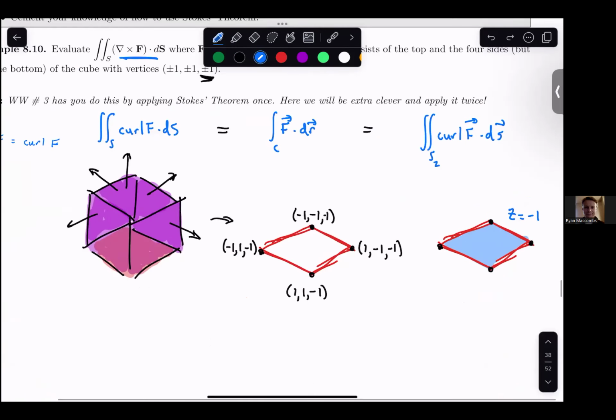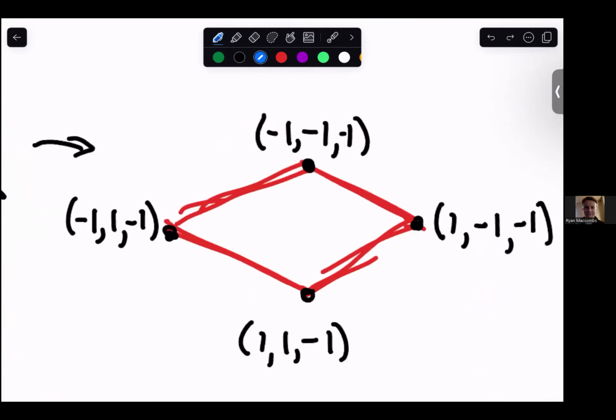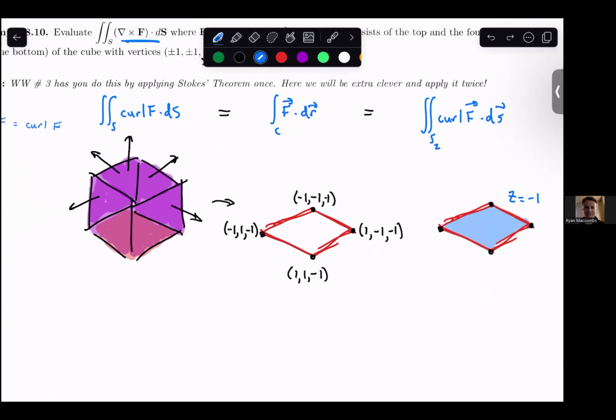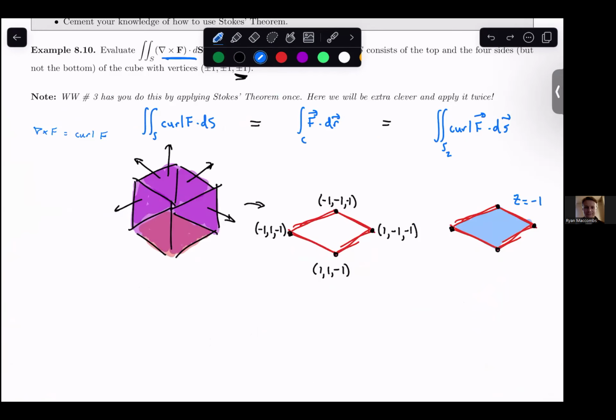So this is my idea for Stokes' theorem and applying Stokes' theorem twice. So now notice that instead of having to evaluate 5 different surface integrals, we're only going to need to evaluate a single surface integral. And that's going to be much, much nicer. It's even going to be nicer than evaluating the 4 line integrals, which is still better than evaluating 5 surface integrals, but not as nice as just evaluating 1 integral.